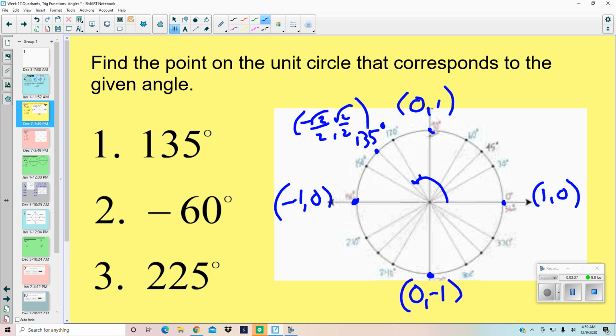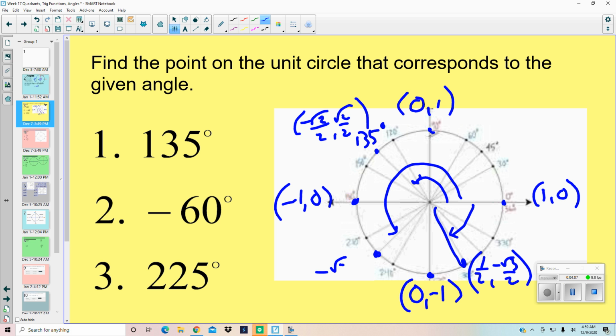Okay, the second angle, negative 60 degrees. It's going to be right down here. That point at negative 60 degrees is going to be 1/2, negative root 3 over 2. 225 degrees is in quadrant 3. 225 degrees is right down here. And that ordered pair is negative root 2 over 2, negative root 2 over 2.